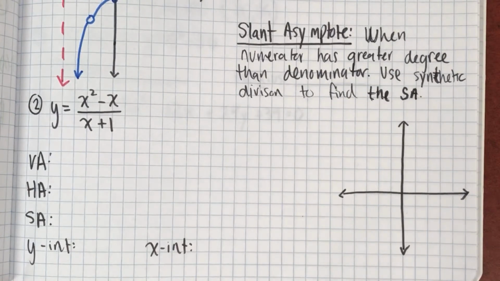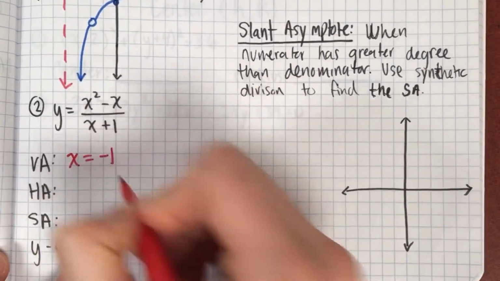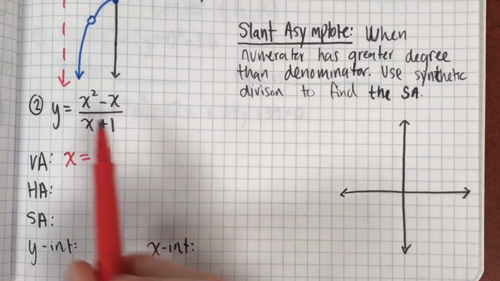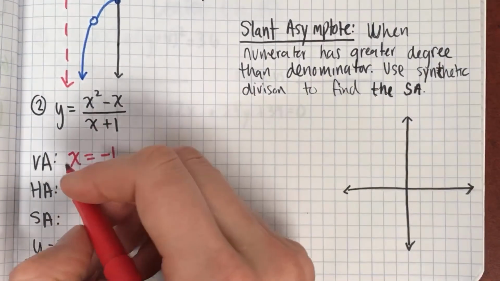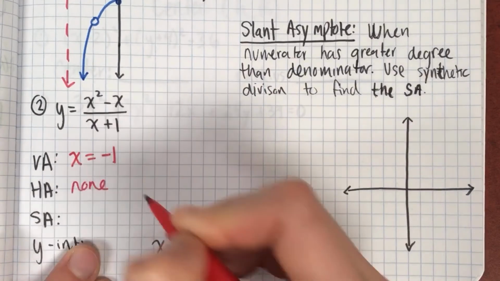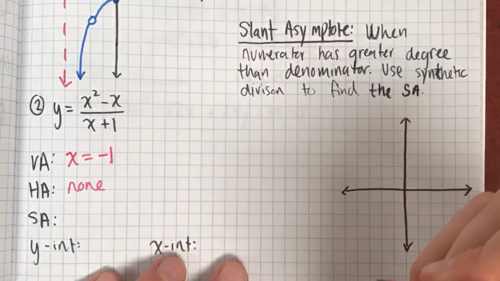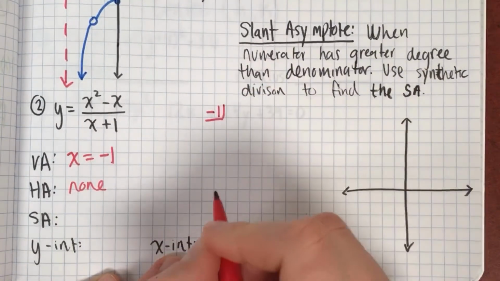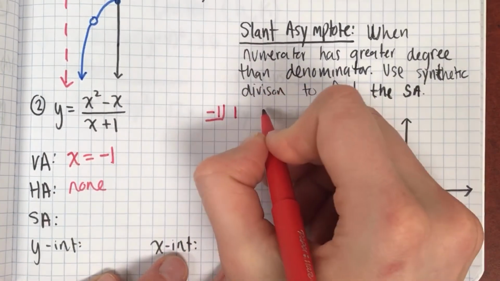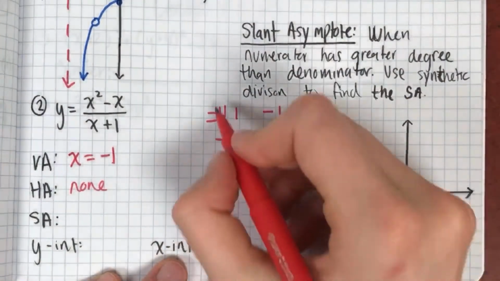So first of all, let's find all the things that we can. My vertical asymptote is just going to be x equals negative 1. My horizontal asymptote, well, clearly I can see that the degree in the numerator is 2 and the degree in the denominator is 1. So I have no horizontal asymptote, so I can find my slant asymptote. Again, we're going to divide using synthetic division. So I've got negative 1 in my box, and don't forget placeholders. So I've got a 1, negative 1, and 0. We always drop down that first number.